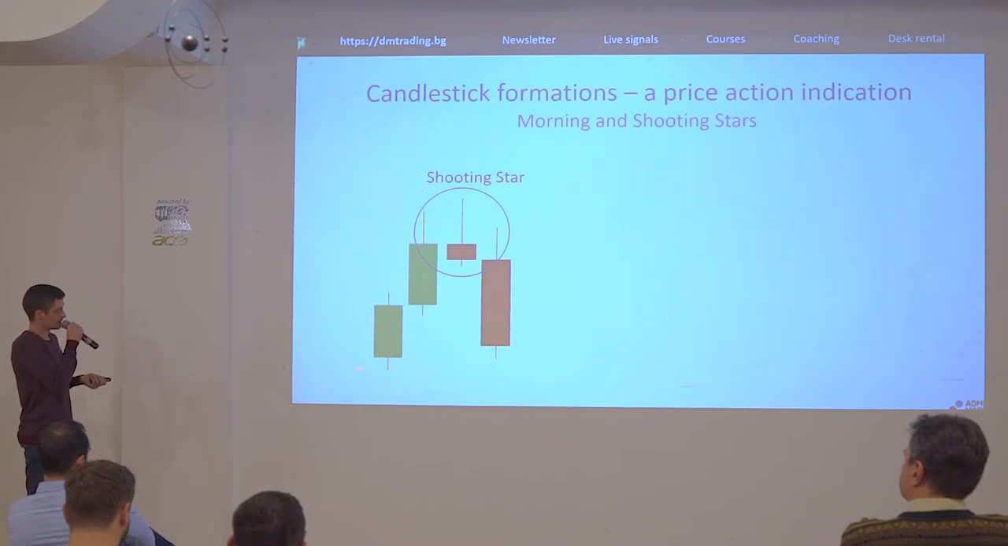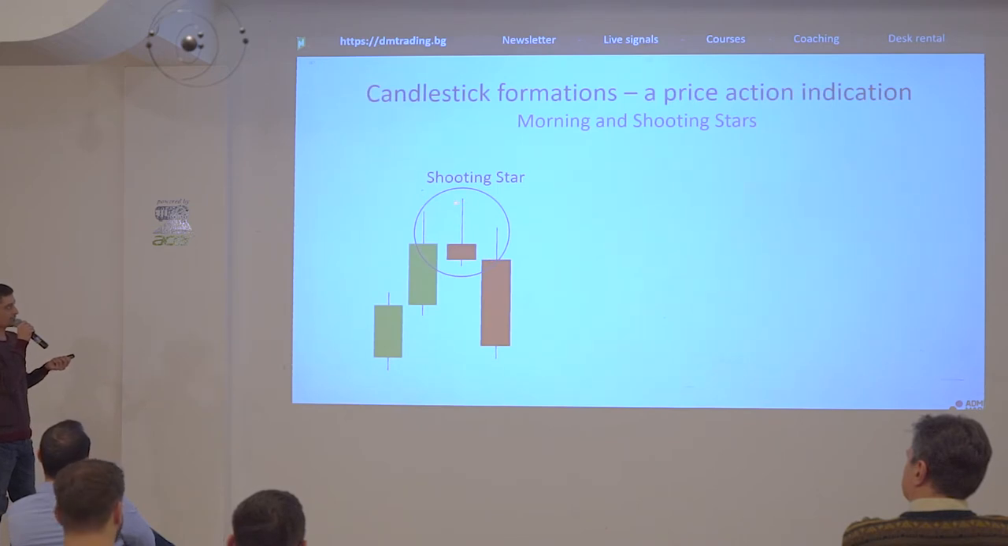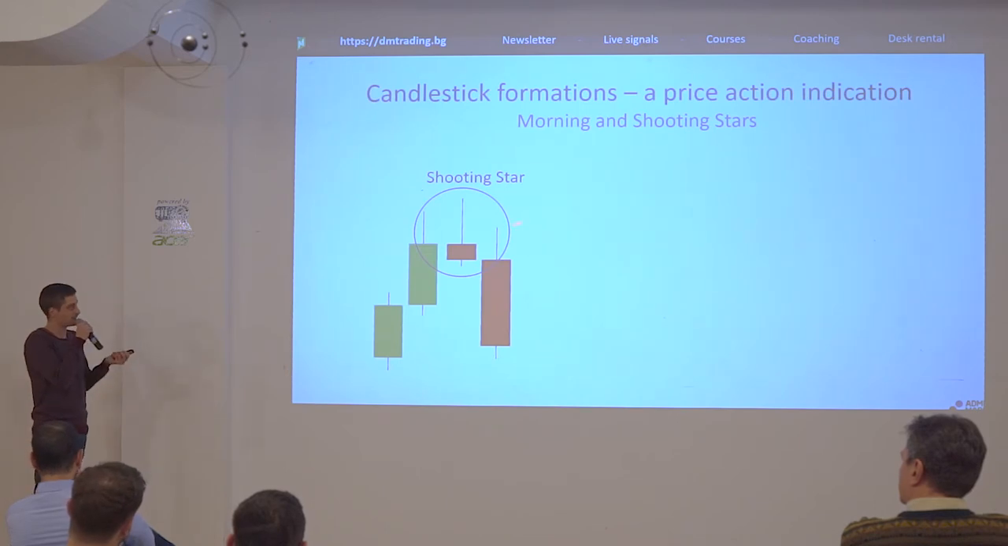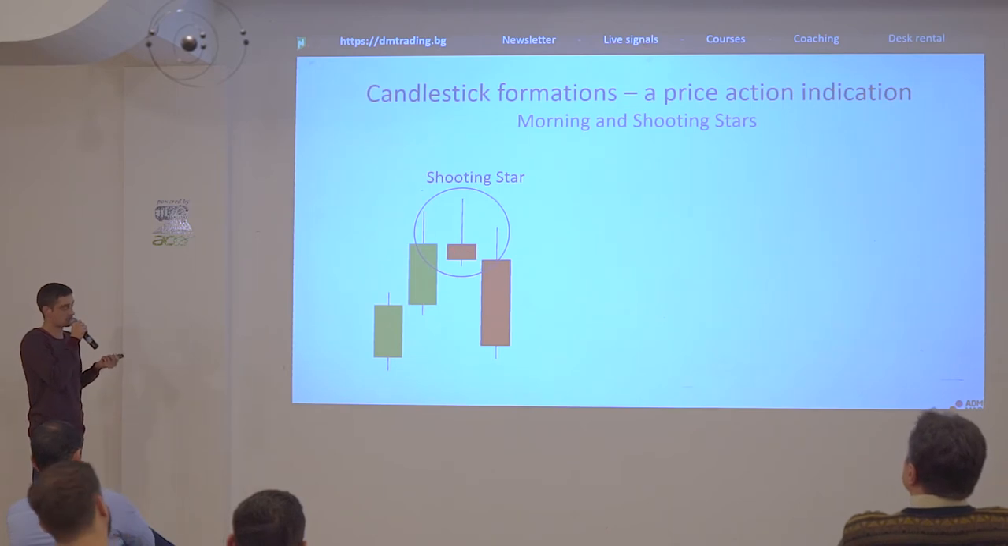What this means is that we were having a strong upward movement before the shooting star happened. Here the buyers continued to push the price up, but for some reason they failed. The candle opened where the previous candle closed, the price went further up until here, and then the bears attacked from the top and pushed the price down, forming this red candle, which is called the shooting star.